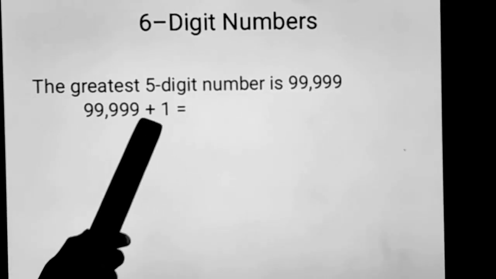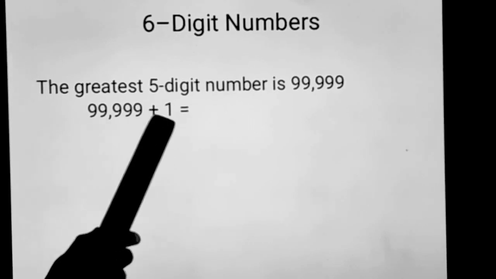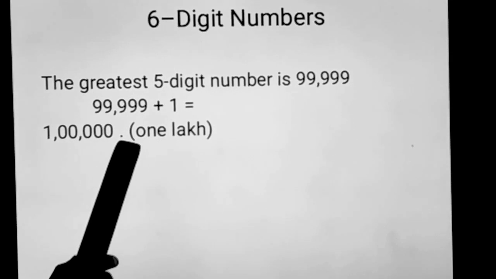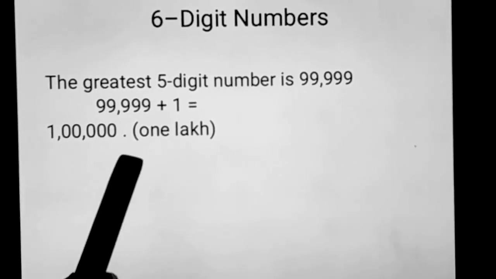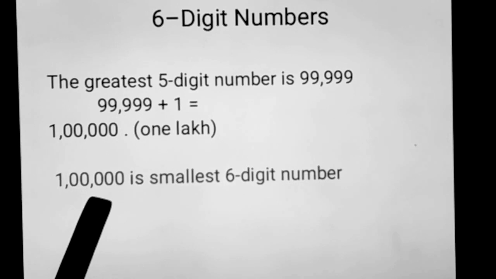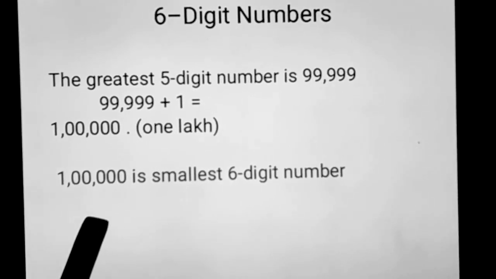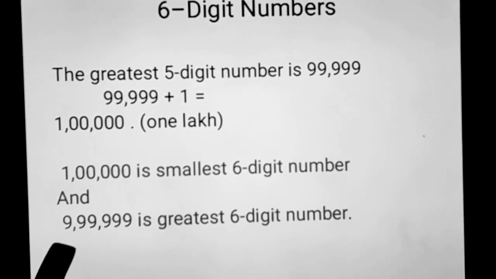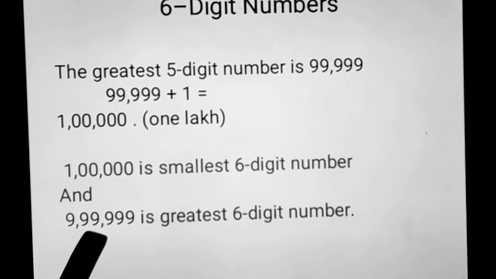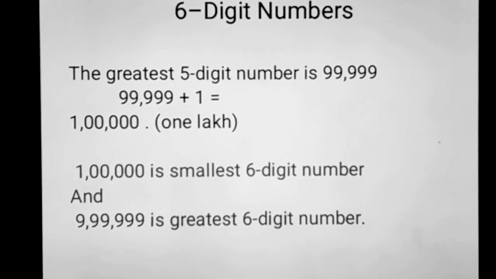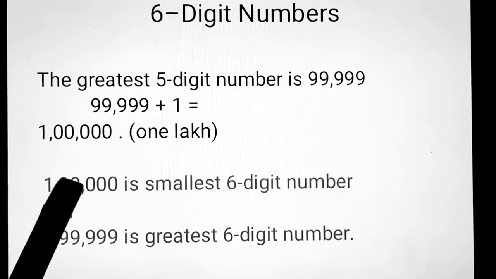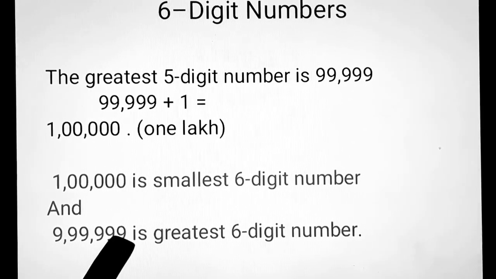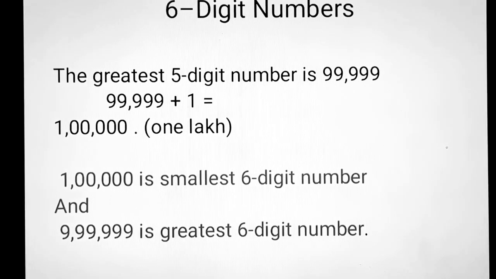Now 6 digit numbers. We add 1 to this number, we get a 6 digit number, that is 1 lakh. The smallest 6 digit number is 1 lakh. Now what is the greatest 6 digit number? Yes, it is 9,99,999. All the numbers between 1 lakh to 9,99,999 are 6 digit numbers.